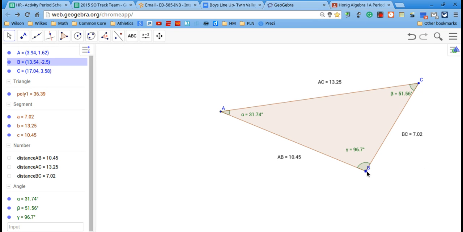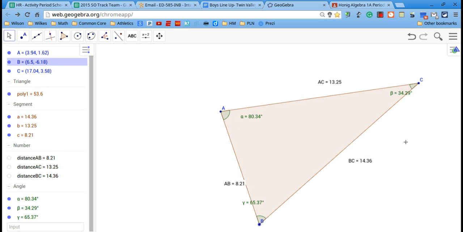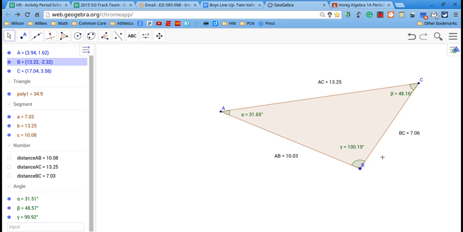So some of you, if I had something like that, now my longest side is side BC, okay? Because obviously this 14.36 is larger than 13.25. So let's slide that back to what I had it about. It was about 7.02, close enough. All right, so what we're going to do now is actually take a comparison.